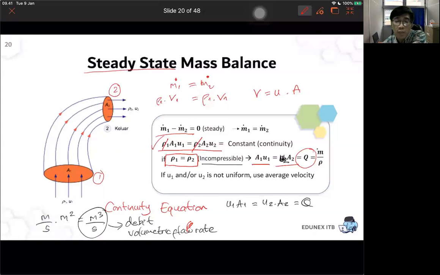So the constant volumetric flow rate only happens when the fluid is incompressible. Of course, it's always in the steady state condition.